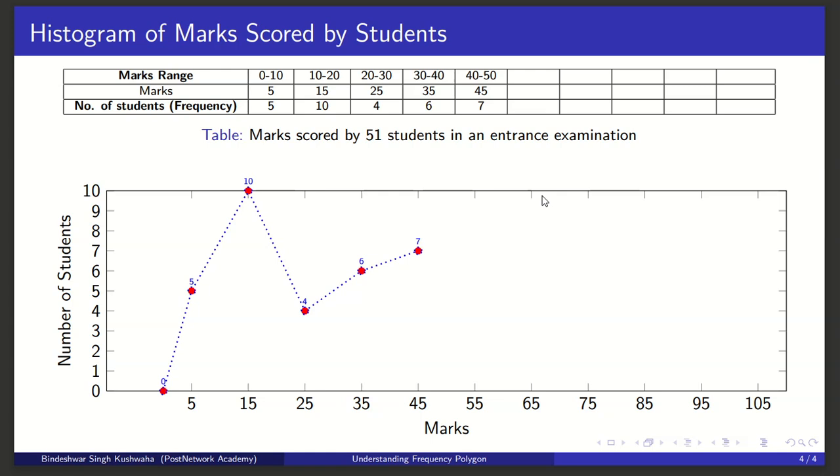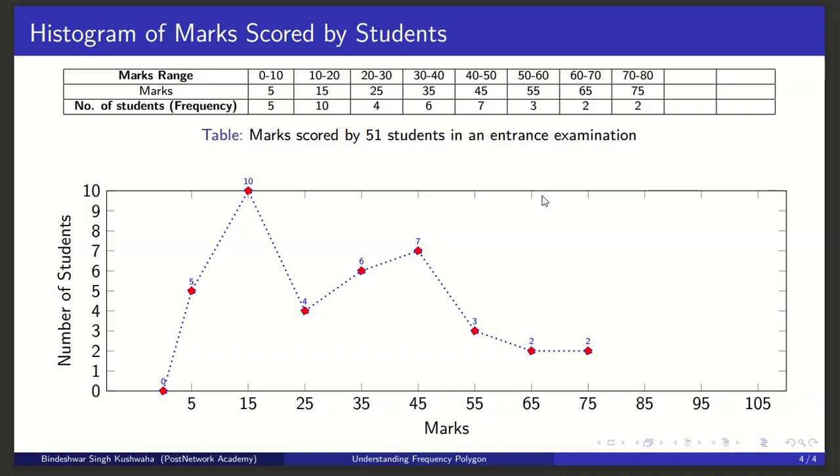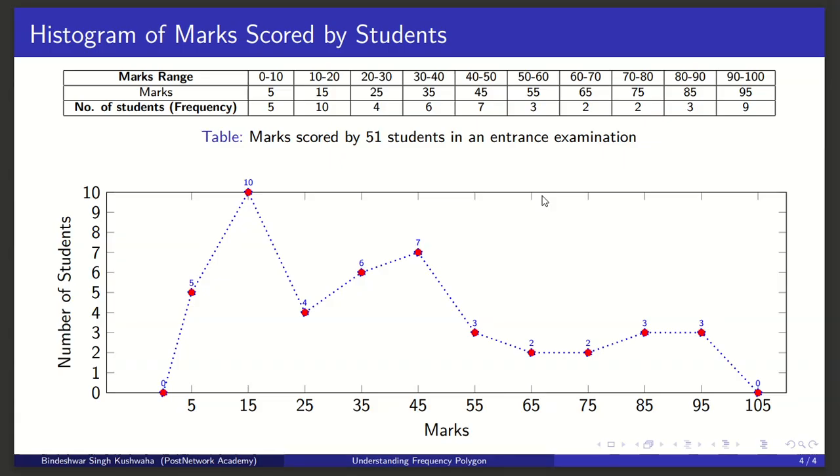Next, for 45, the frequency is 7. For 55, the frequency is 3. For 65, the frequency is 2. For 75, again the frequency is 2. For 85, the frequency is 3, and for 95, the frequency is 9. And as I explained in the previous slide, the last point we will connect to the x-axis. So this is the frequency polygon that I was explaining.